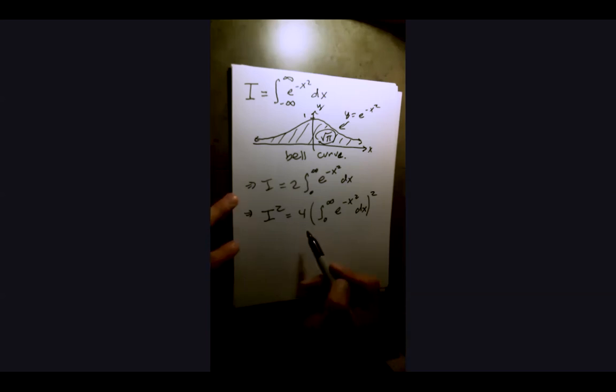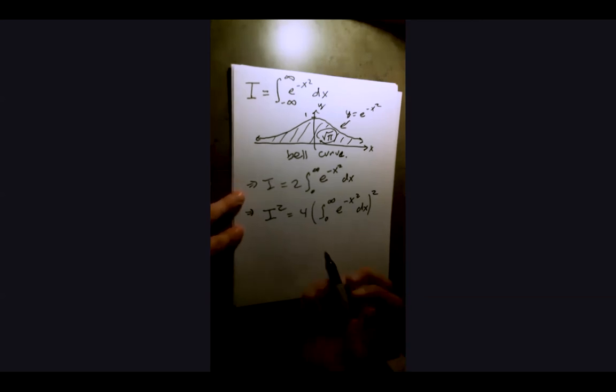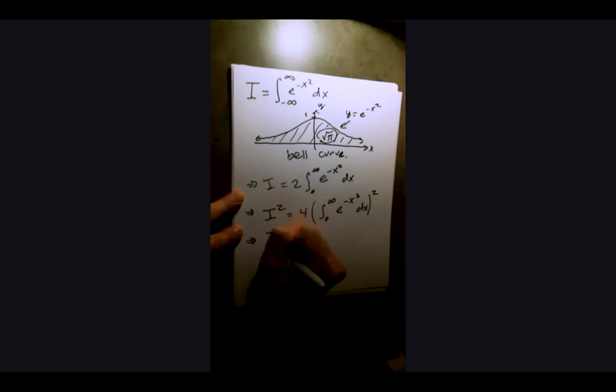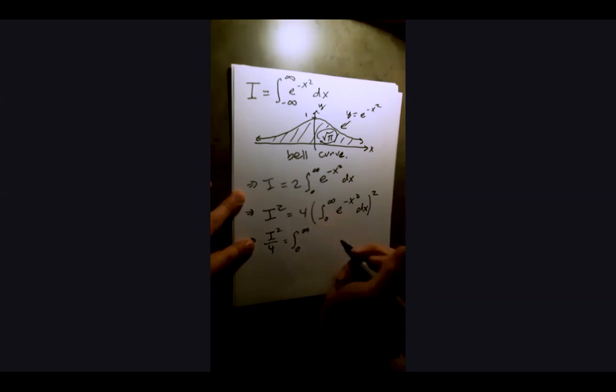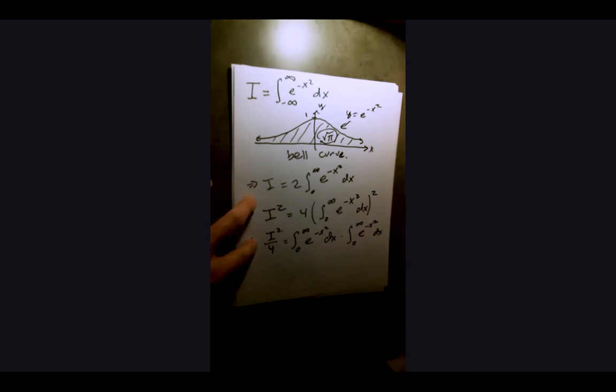Okay, let's divide both sides by 4 and write out our square old school style. So what does it mean to square things? That would mean the integral from 0 to infinity of e to the negative x squared dx times the integral from 0 to infinity of e to the negative x squared dx.